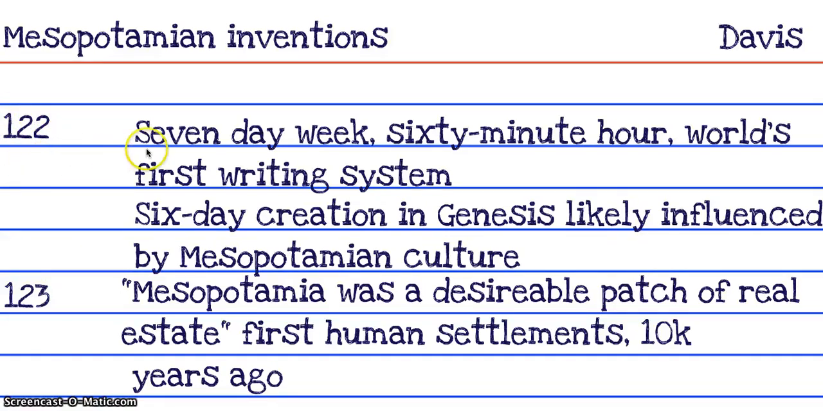And then you're going to paraphrase the information. So I pulled from page 122: the Mesopotamians invented the 7-day week, the 60-minute hour, the world's first writing system, the 6-day creation in Genesis, likely influenced by Mesopotamian culture.